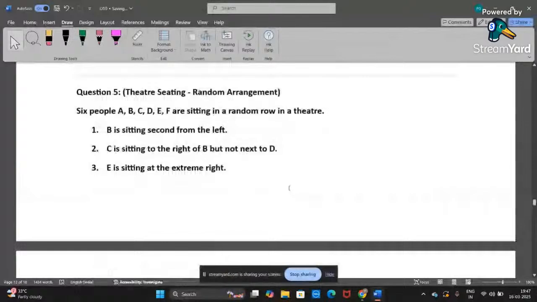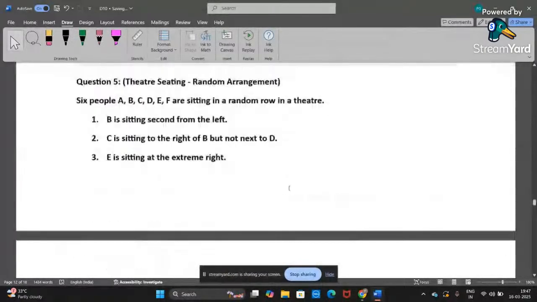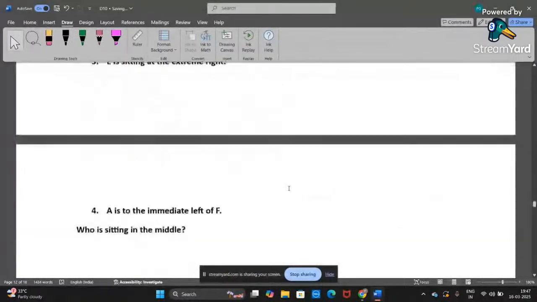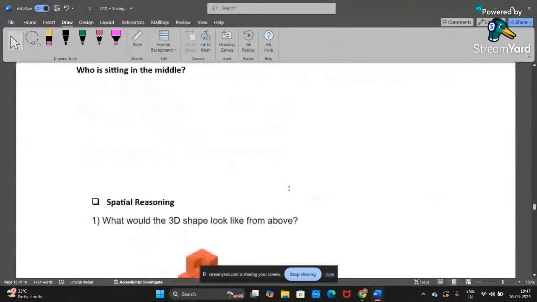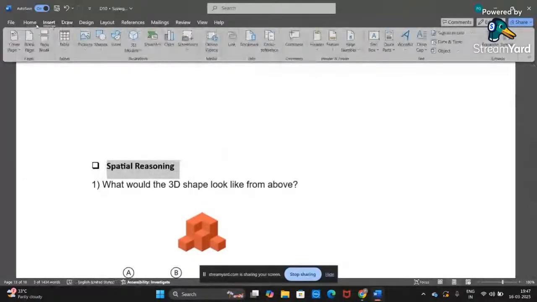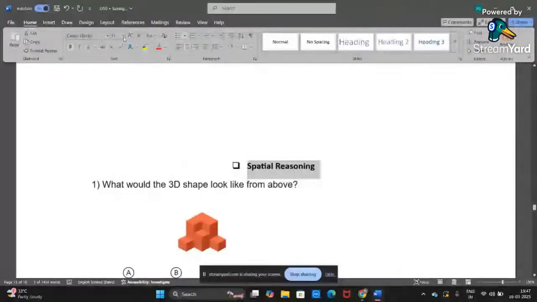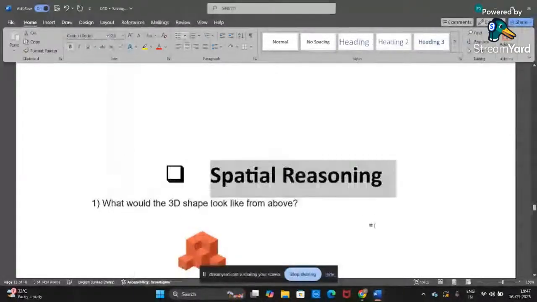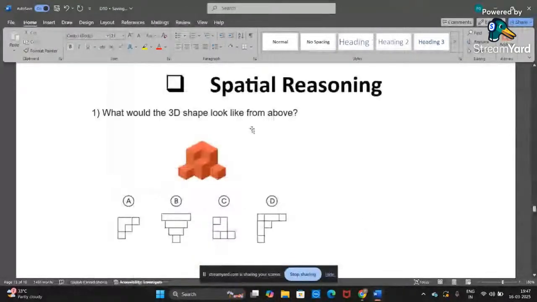Okay, before that, take this question completely. Now we'll move on to the next topic, that is spatial reasoning. See, in this, by looking into the question itself, we have somewhat understood what the answer will be and how to do this type of question.